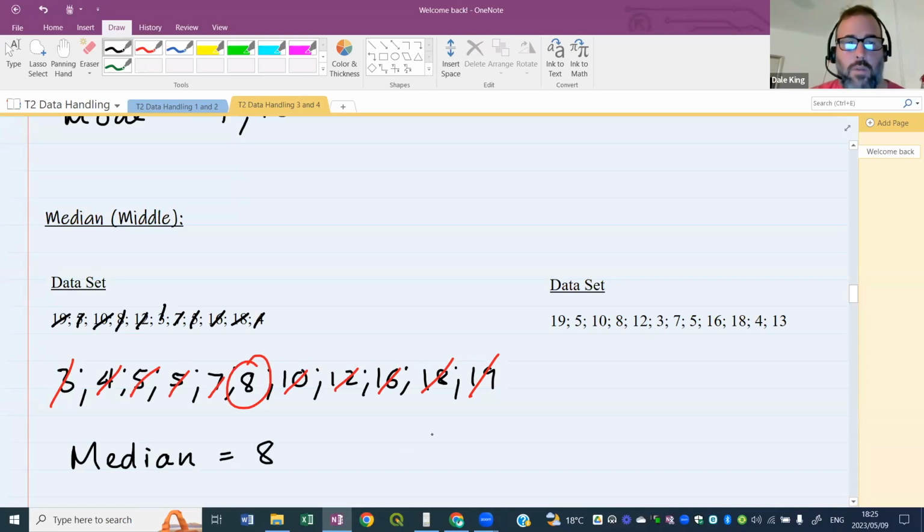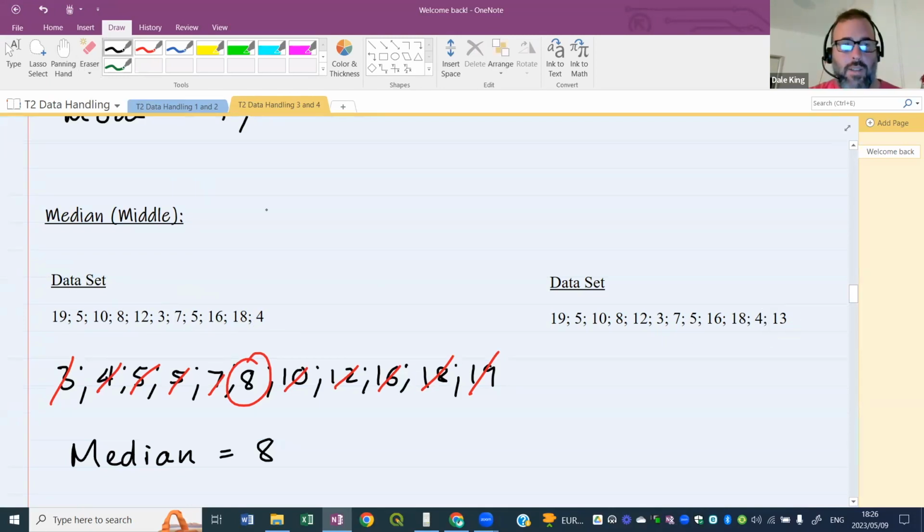All right, good job. I hope you all remembered how to do that. They're not being very nice in the exam if they give you a data set that's not ordered. Usually they do, but if they don't, you know how to reorder it yourself. All right, now I'm just checking the data set that I have on the right. So it's 19, 5, 10, 8, 12, 3, 5, 3, 7, 5, 16, 8. Yes, all right. The only difference between the one on the left and the one on the right is I've added another number to the end.